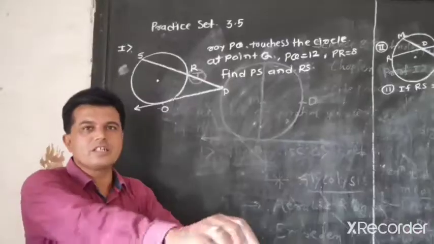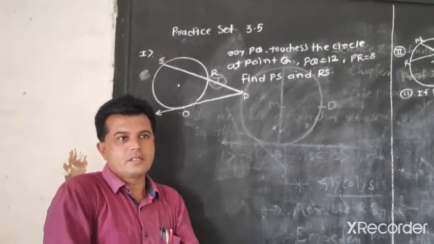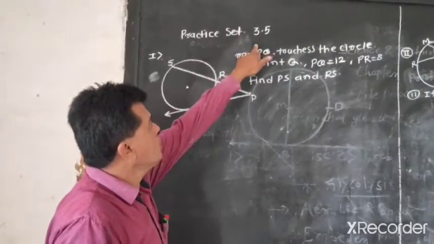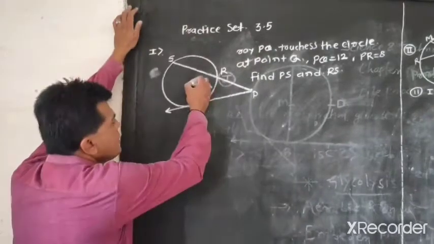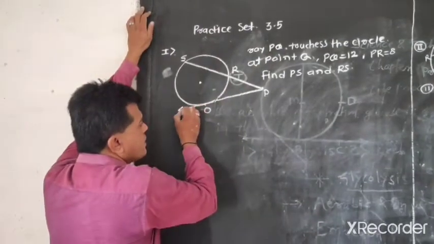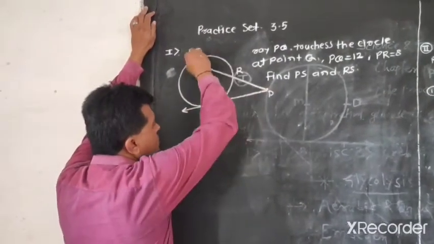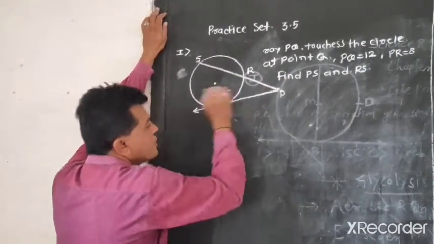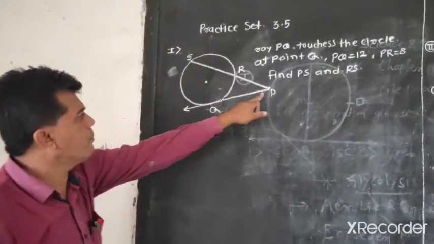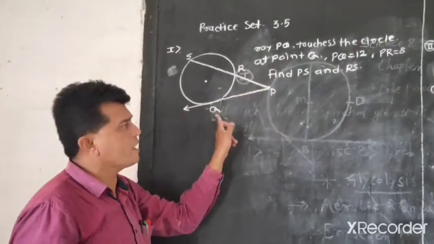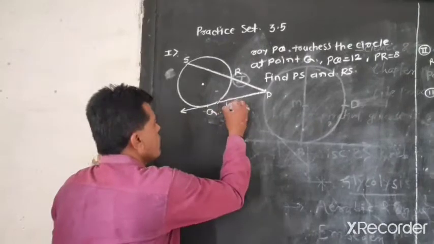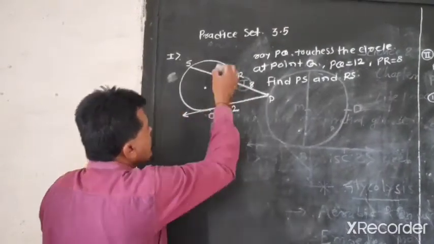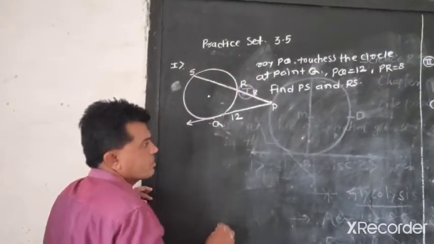Next one. We have studied the theorems; there is more information. Do you know that practice 3.5 was solving the problem? There is one circle. In the circle, PS is the secant and PQ is the tangent. The example: ray PQ touches the circle at point Q. PQ is equal to 12, PR is equal to 8, and find PS and RS.